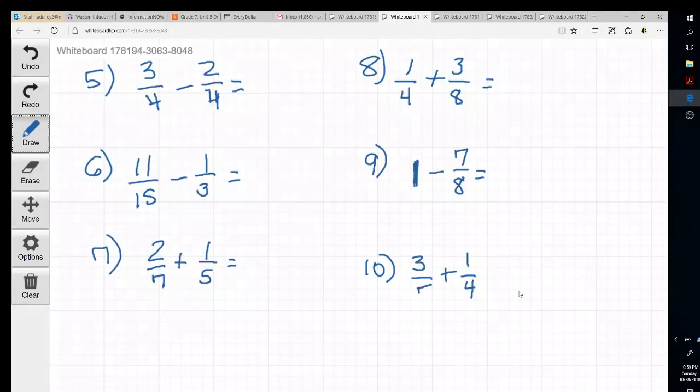Okay. All right, solve each of these 6 adding and subtracting fraction problems, and then also the first 4 modeling addition with arrows on your number line. Okay, all of this is due Tuesday. Have a good day.